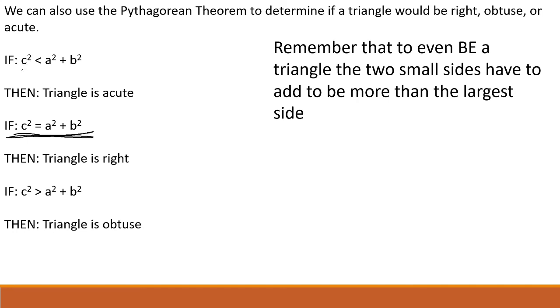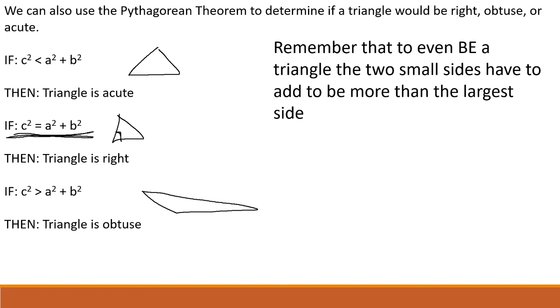If c squared is less than the sum, then it's acute, which means it looks like this. It's like your standard typical everyday triangle. If c squared is bigger than the sum, then it's obtuse, which means that you have that slanted, leaned back triangle. And then again, if it's exactly equal to the sum, then it's a right triangle.